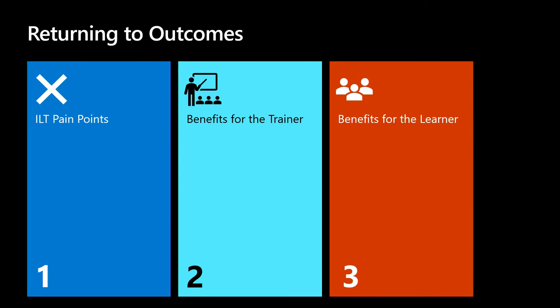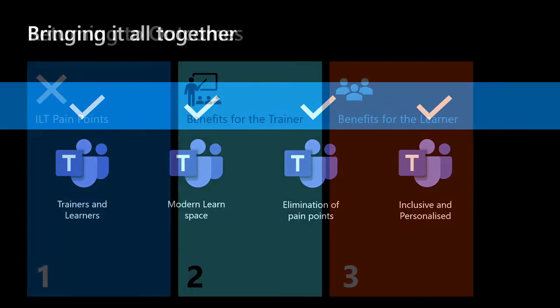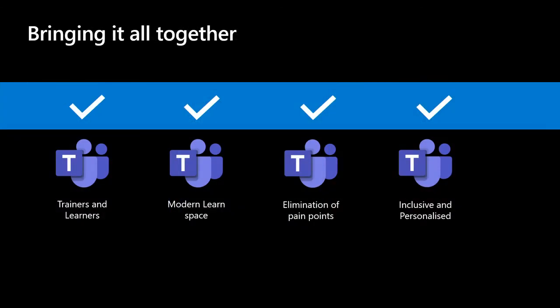Just to return to the outcomes, we've identified our traditional ILT pain points. We've identified 6 benefits for the trainer and 6 for the learner. Let's bring it all together. Microsoft Teams brings those trainers and learners together for a much longer interaction, a much richer interaction. Trainers and learners are natural teams. Teams is a modern learning space. We're eliminating our traditional pain points and we're giving a much more inclusive and personalized experience.